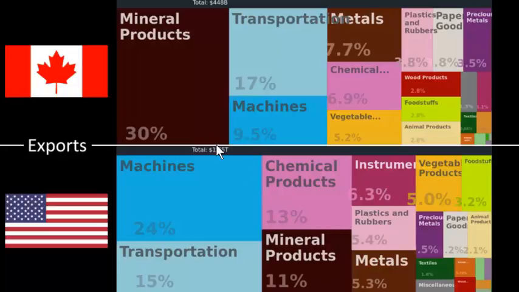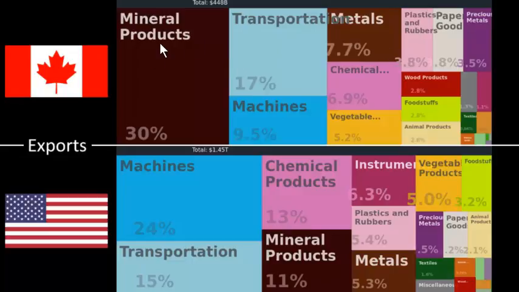Then I'm going to explain what we're looking at here. We have at the top Canada, at the bottom the United States. Each of these represents their total exports. There's that white line going through the middle. Everything in Canada is at the top, everything in the United States is at the bottom. So what this shows is 100% of the exports, and it breaks it down by category.